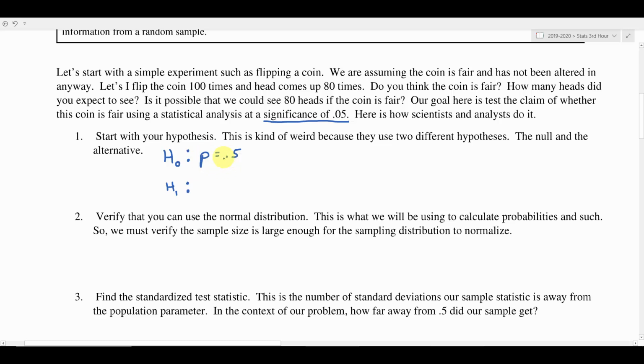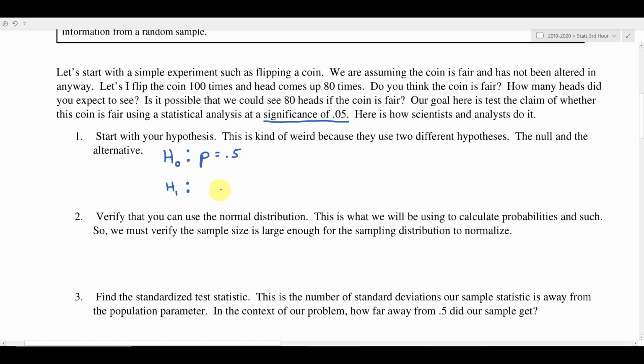There's nothing about a coin in there. There's nothing about heads or tails or anything like that. Our null hypothesis is that the proportion is equal to 0.5. That's all we're going to say there. So then the alternate hypothesis is something different. It would be something that is logically not the same as the proportion being equal to 0.5.